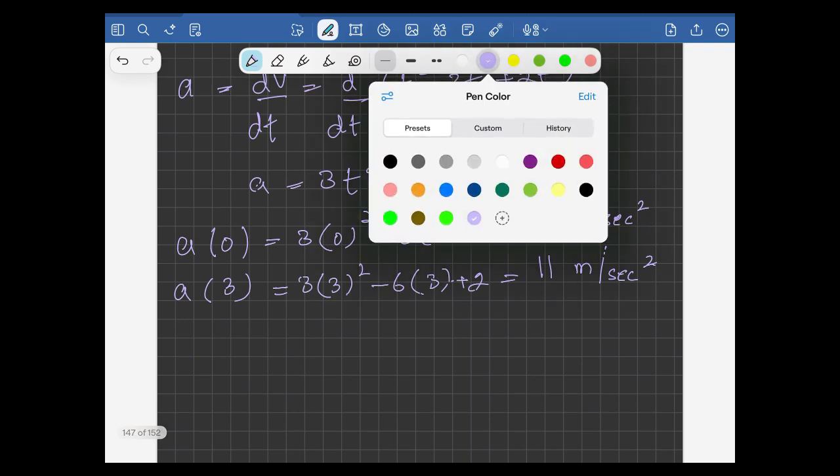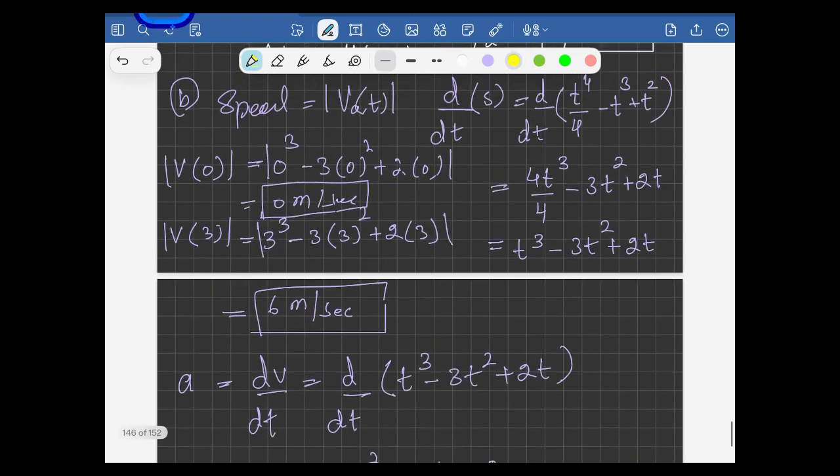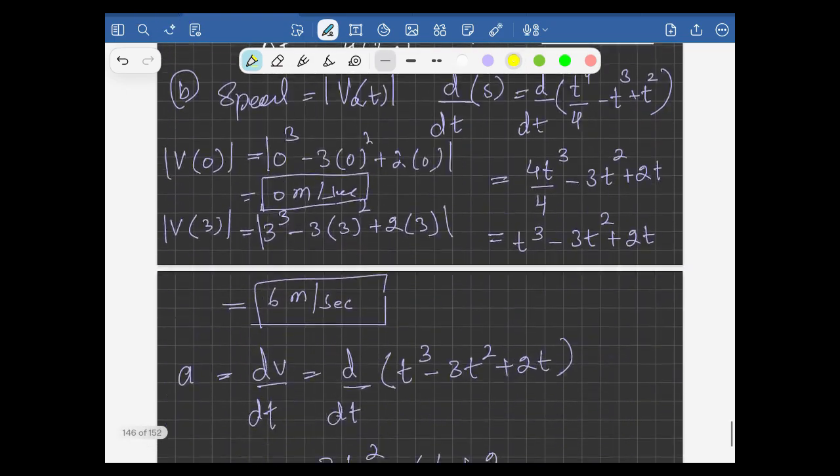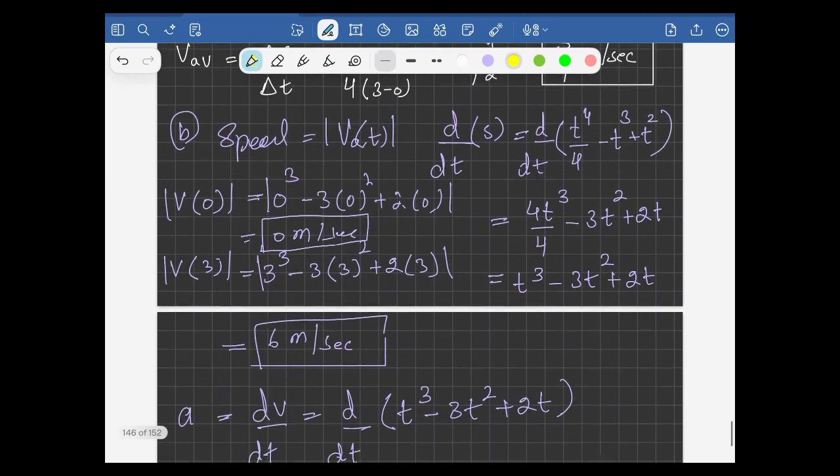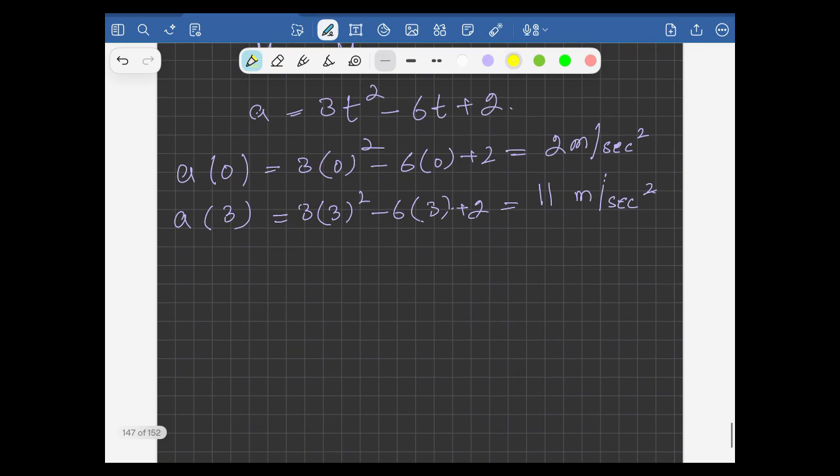Now for the next part of the question. This was our A part. Next part of the question: whether the body is changing its direction during the travel or not. C part.